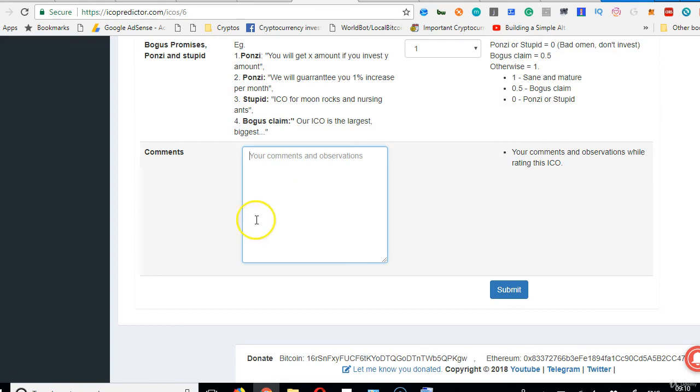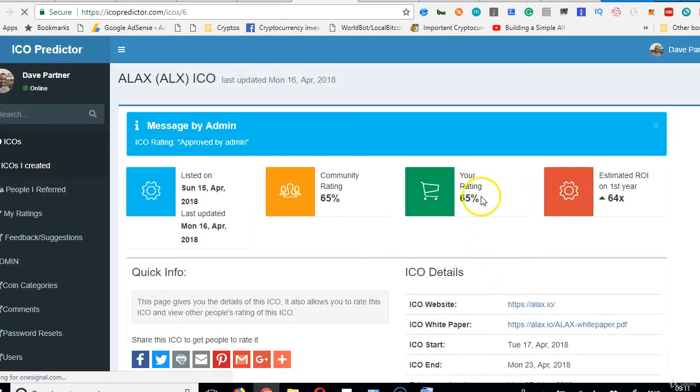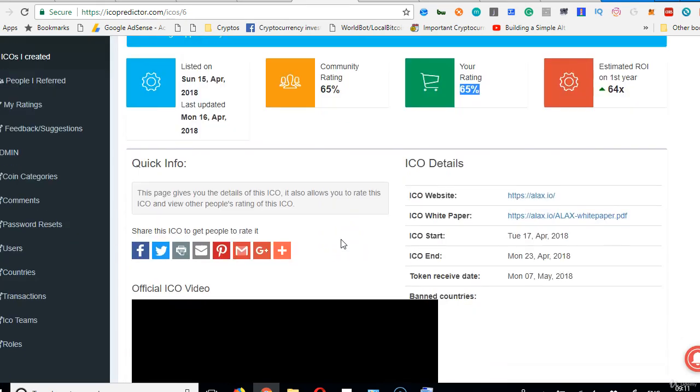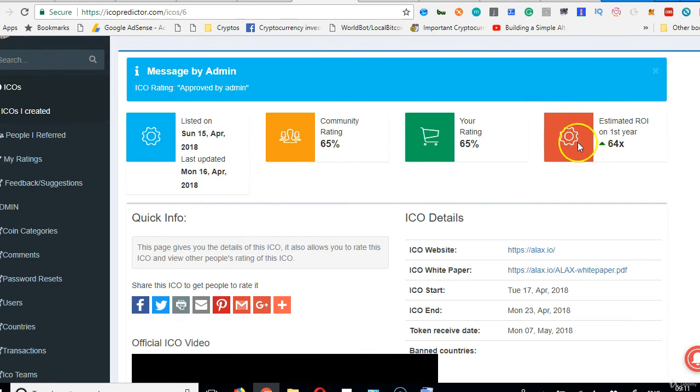And then, of course, here is where you put all the comments you need to put in. So I'm going to click submit. Guess what? They scored 65% from our rating. And the algorithm estimated that this coin will multiply at least 64 times in its first year. You get what I'm saying? So that is an estimate that this coin will multiply 64 times in its first year, and the community rating is 65%.